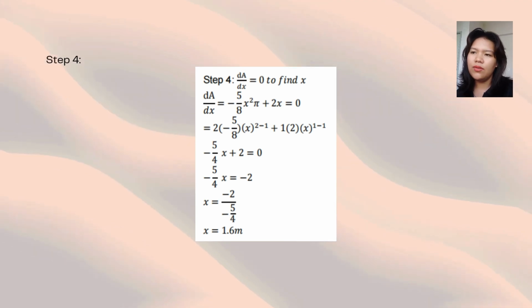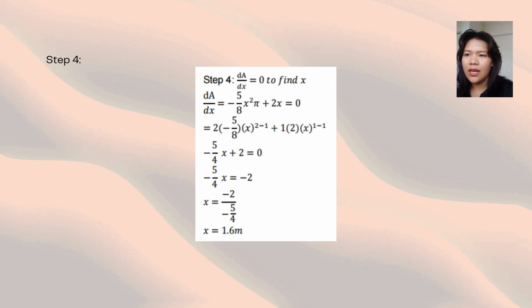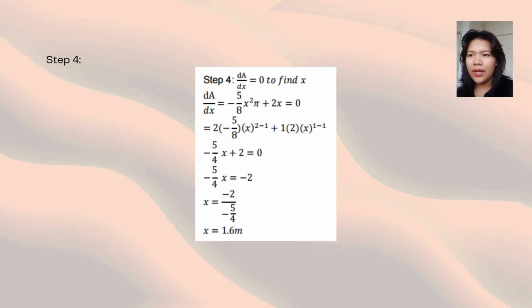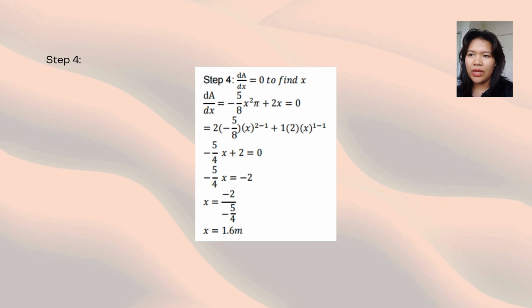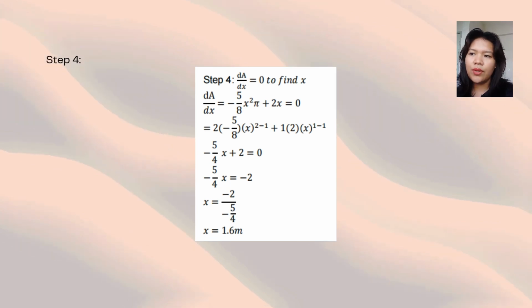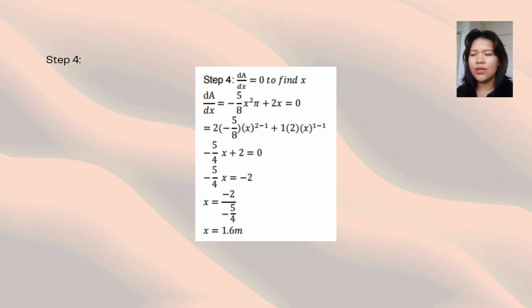The next thing we also need to do is differentiate it term by term, and in this step we also need to apply the power rule. It becomes 2 in brackets negative 5 over 8 x to the power of 2 minus 1, plus 1 in brackets 2 x to the power of 1 minus 1, equals 0. And this simplifies to negative 5 over 4 x plus 2 equals 0.